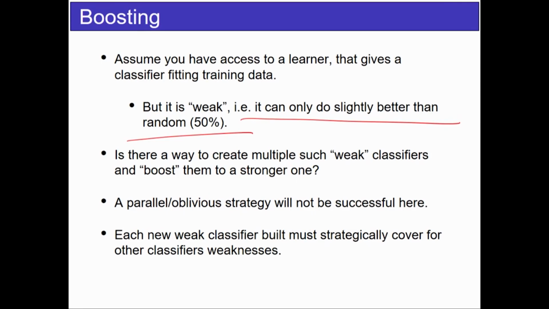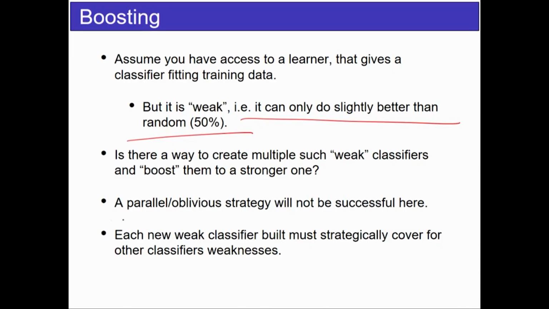So each of the individual learners are very weak. What do I mean by weak? You can only do slightly better than random. So 50% you can always do. I mean, you can always toss a coin and get 50%. That's not a problem at all. But you are saying that you have access to a black box learner, and that black box learner can guarantee only slightly better than random. That's the only thing you can guarantee. Now, the idea of boosting is, can you combine these multiple weak learners, weak models, into one strong model?